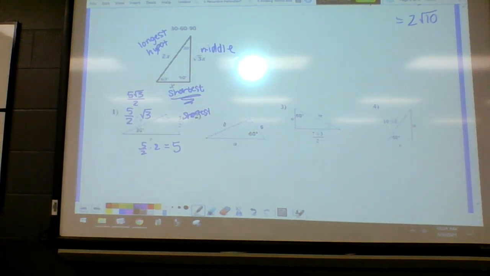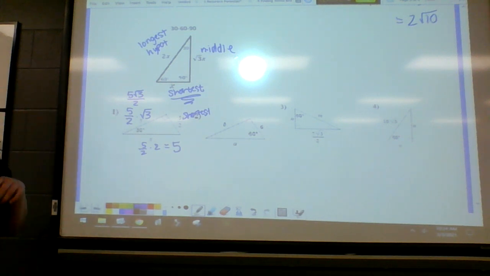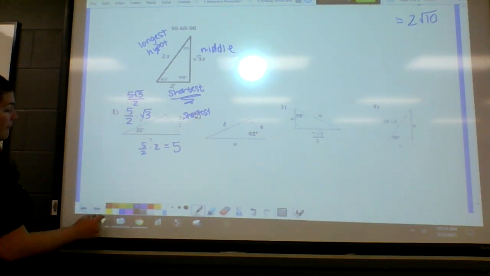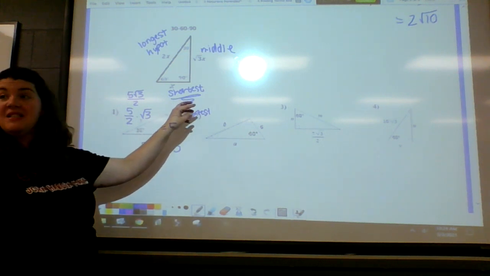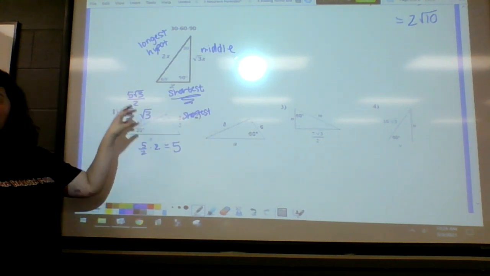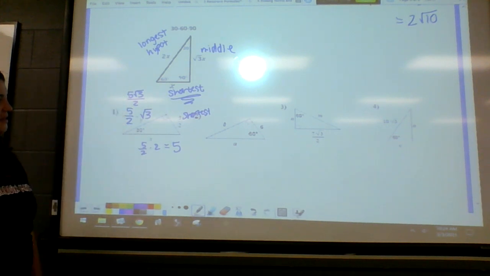So that times the square root of 3, that just goes in your numerator. And then that one's done. So when you have the shortest side, it's not too bad, right? Just times it by 2, times it by the square root of 3, you have all of your sides.